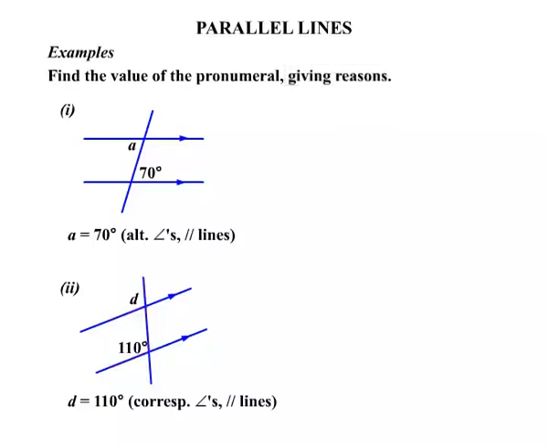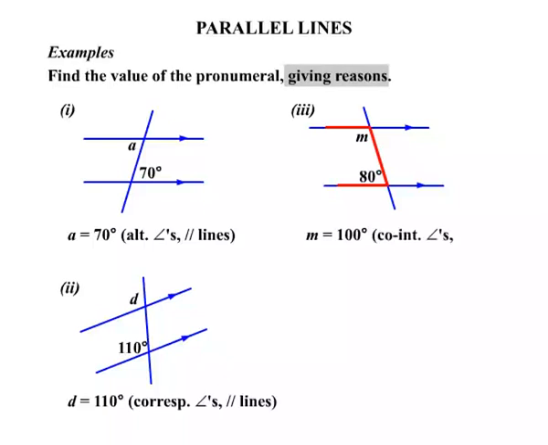Terrific. Our third and final example for this lesson, we've got another set of parallel lines. Let's trace out the M and then the 80 degrees. Now let's focus on that. That's a C angle. It's backwards, but that's okay. So C angles, they're co-interior. Are they equal though? No, they're not. They add up to 180. So we can say that M must equal 100 degrees because, in giving reasons, co-interior angles and they're on parallel lines. Excellent.